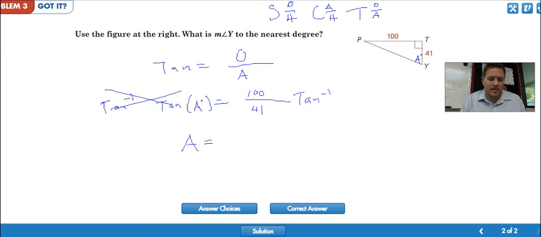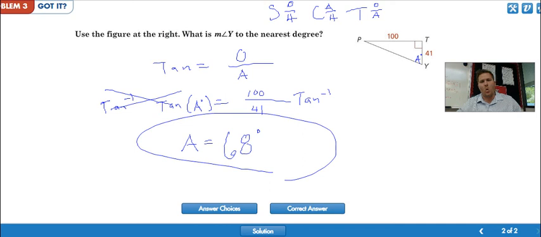So I put this into my calculator. I take the inverse of tangent of 100 divided by 41, and it should look something like that. And we're going to get 67.706. It says round to the nearest degree, so we're going to say that this right here is 68. And remember, we are talking about degrees, so we put a degree mark. Boom! Done.